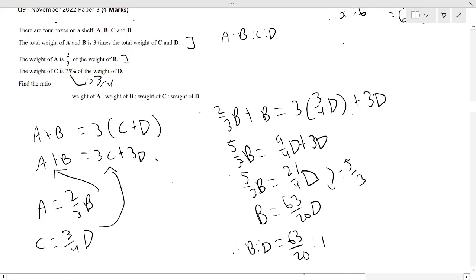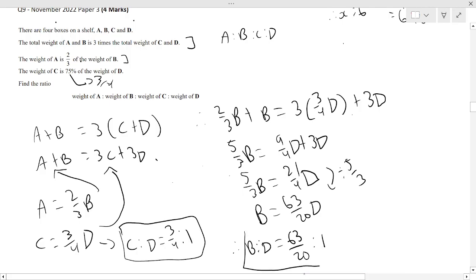But we've got b to d, so we also know c to d, because this bit here would convert to c to d being 3 over 4 to 1. Say if d was 1, then c would be 3 over 4. So for every d we have, c would be 3 over 4 lots of d. That's what this ratio is telling us. So now we have the ratio c to d, and we have the ratio b to d. All we need now is a to d.